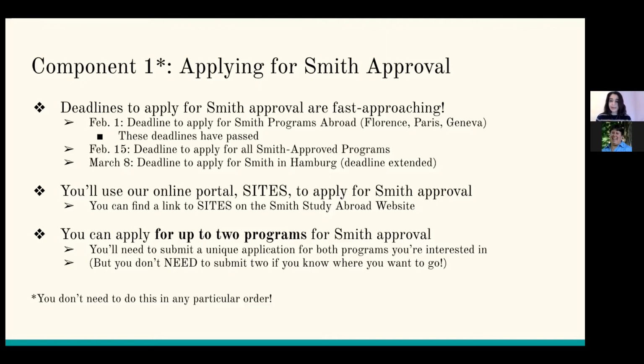To actually apply for Smith approval, you'll use our online portal, sites, and you can find a link to sites on our website, or if you're having trouble finding it, just shoot us an email. You're allowed to apply for up to 2 programs for Smith approval. You will need to submit a unique application for both of the programs that you're interested in, because a lot of the material in the application is specific to a program. So you do need to know in advance which 2 programs you're going to apply for. But you also don't need to apply for 2 programs. For example, I only applied to one because I knew for sure where I wanted to go, and I knew that if I didn't get in there, studying abroad wasn't something that I really wanted to do.